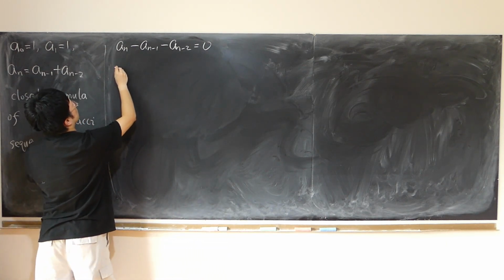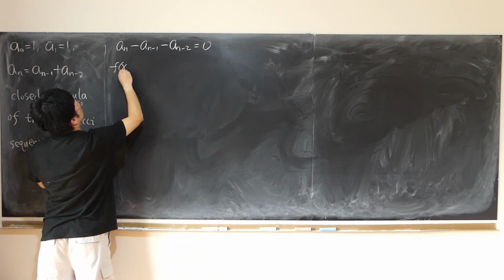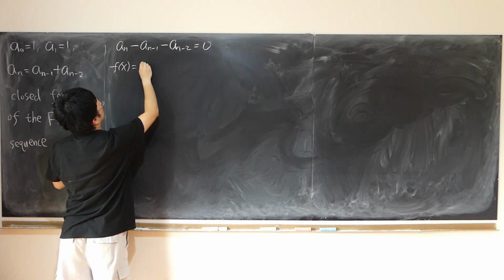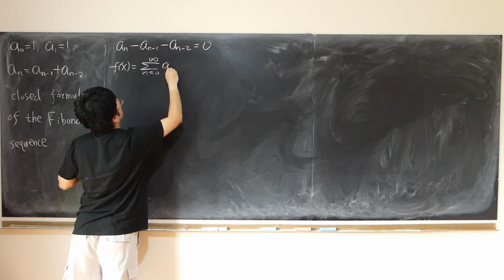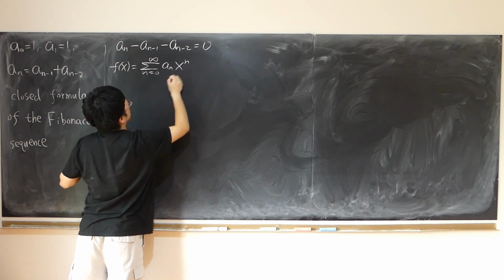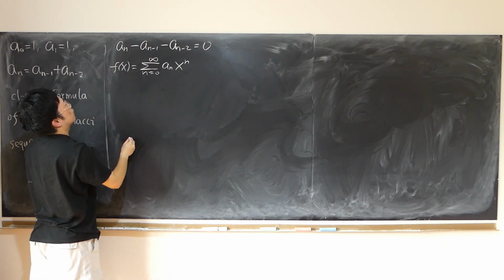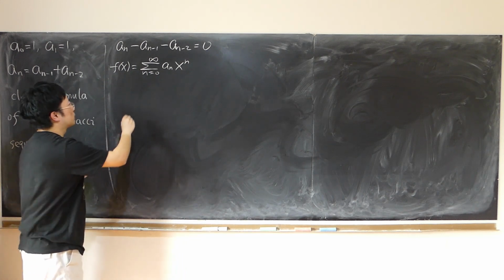Also, I'm going to construct a function f of x, the infinite sum, n goes from 0 to infinity, a_n times x to the power of n. This a_n is the same as this a_n. This is a generating function.